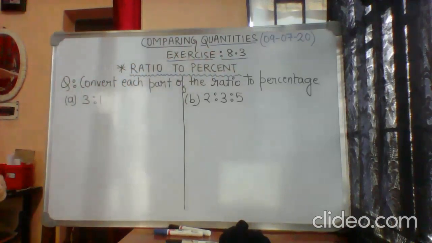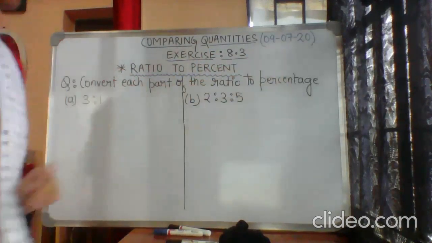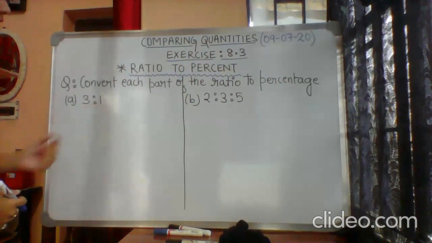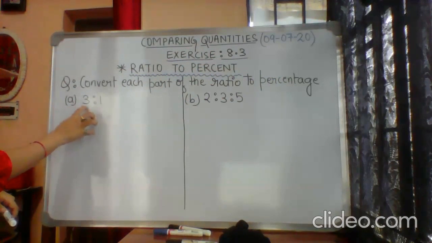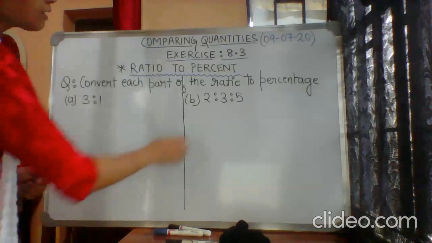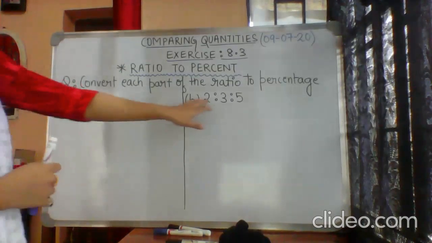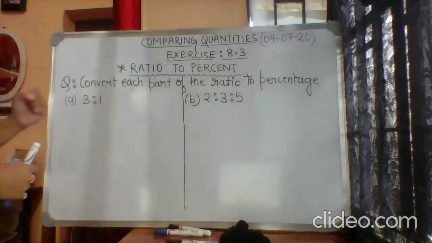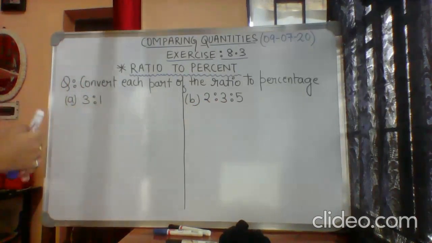So we have taken one question. Convert each part of the ratio to percentage. So ratio is given here. Can you tell how many parts are there in this ratio? In this ratio, 2 parts are there. First part is 3, second part is 1. Okay. In this ratio, 2:3:5, how many parts are there? 3 parts are there. Now here we are going to convert each part of the ratio into percentage.